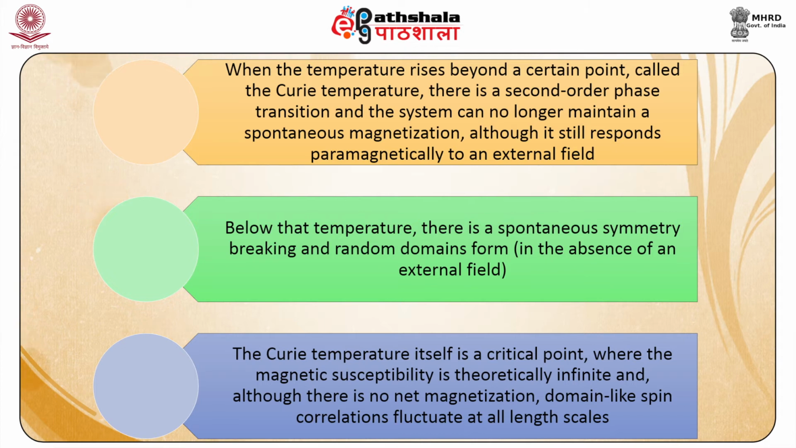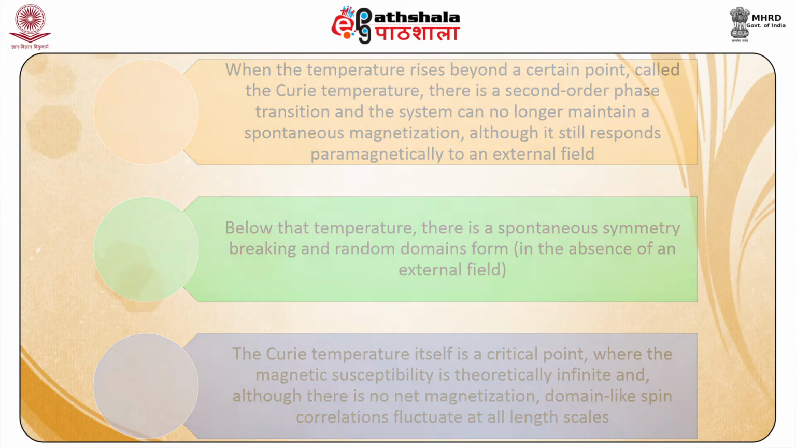Below that temperature, there is a spontaneous symmetry breaking and random domains form, which is in the absence of an external field. The Curie temperature itself is a critical point where the magnetic susceptibility is theoretically infinite, and although there is no net magnetization, domain-like spin correlations fluctuate at all length scales.